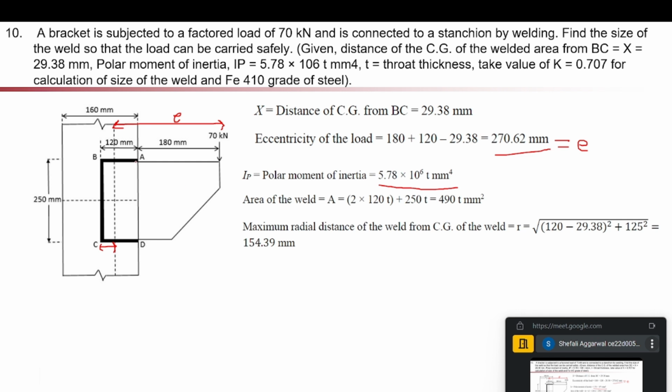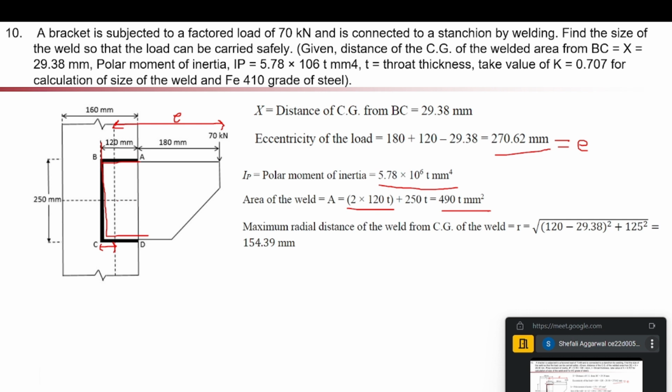Third is area of weld. So this is our weld. This area, how can we calculate? This length plus this length plus this length into throat thickness. So 2 into 120 T, this is our 120 into thickness T, 2 into 120 T plus this length 250 into throat thickness T. So it is coming as 490 into throat thickness T mm square.